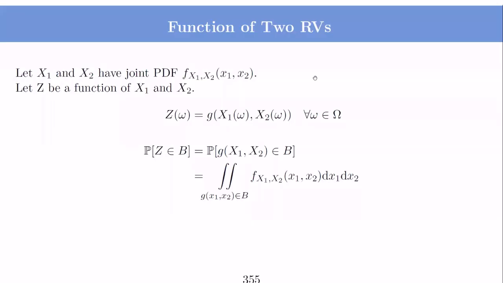We will now compute the distribution of a function of two random variables. Let X1 and X2 be two continuous random variables, and assume their joint PDF is given as f_{X1,X2}(x1, x2). Suppose Z is a function of both X1 and X2.